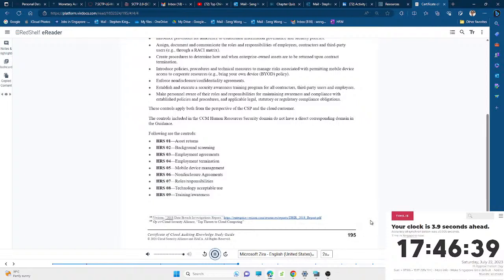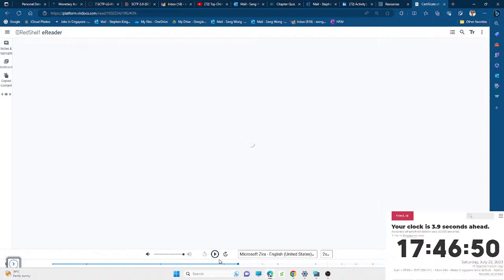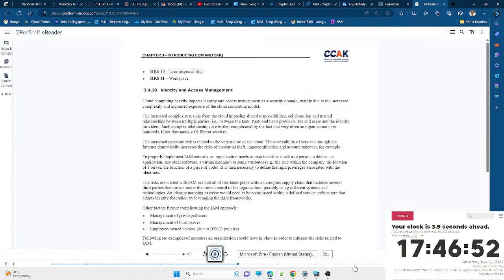[198] Verizon, 2018 Data Breach Investigations Report, https://enterprise.verizon.com/resources/reports/dber_2018_report.pdf. [199] Cloud Security Alliance. HRS-10 User Responsibility, HRS-11 Workspace.